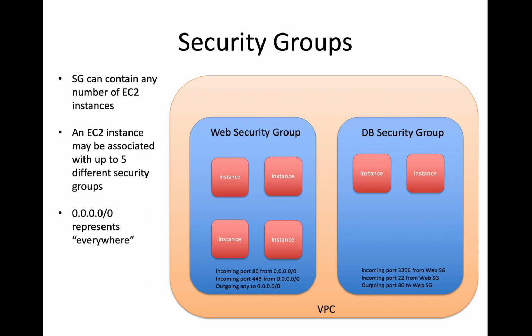We could also say that we want to allow incoming traffic on a certain port from another security group. So in that case, you can see an example here where we have this database security group, and it has a security group rule which says that we're going to allow port 3306 traffic, which is MySQL traffic, from any instance associated with the web security group. So that's another way that you can define security group rules, and it's a way that you can tie one security group to another security group.